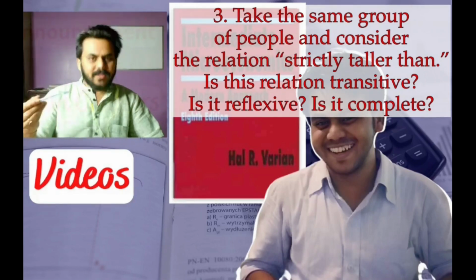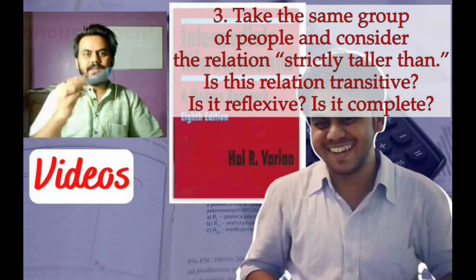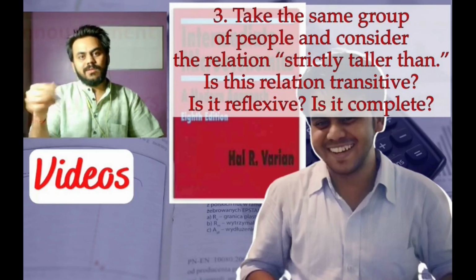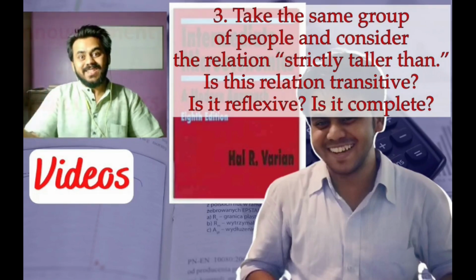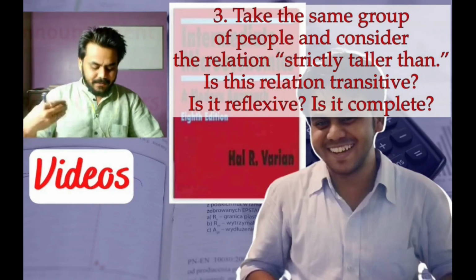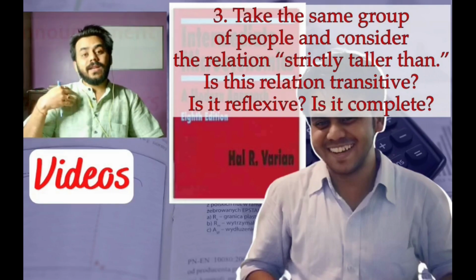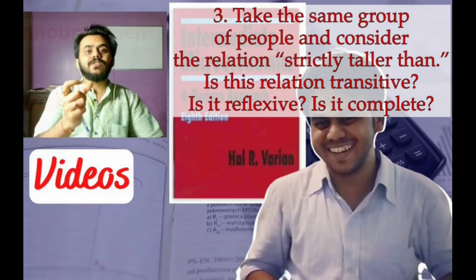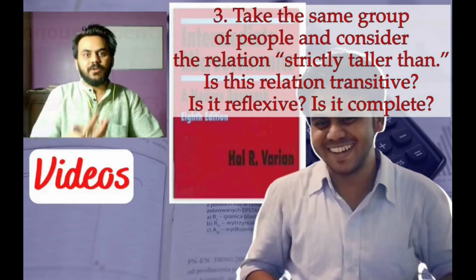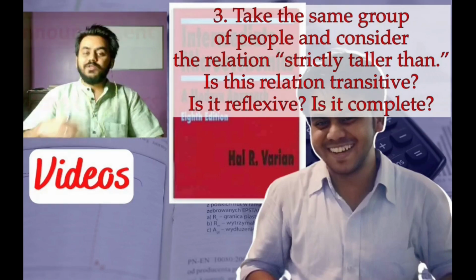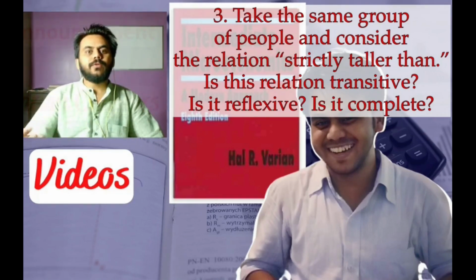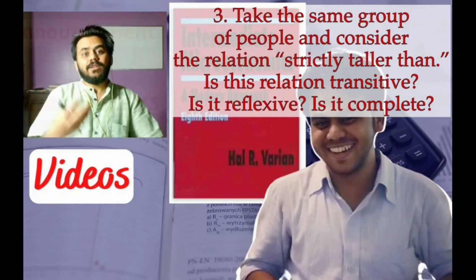So is it transitive? Yes, again, because take Steve, John, Jimmy. Steve greater than John, John greater than Jimmy. So obviously Steve greater than Jimmy. Now is it reflexive? What does reflexive mean? Reflexive means that can you have that relationship with yourself? Definitely not. You cannot be taller than yourself. So it's not reflexive. Is it complete? No, it is not complete, because two people could have the same height, right? So you cannot have that relationship of strictly taller than.